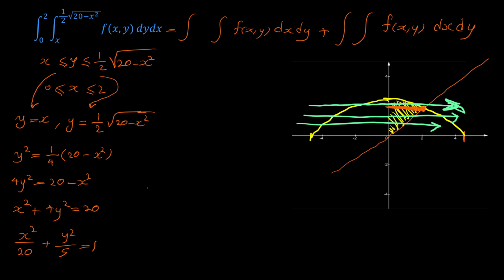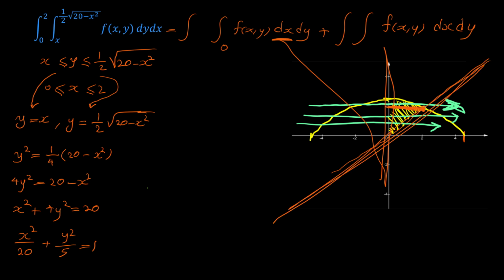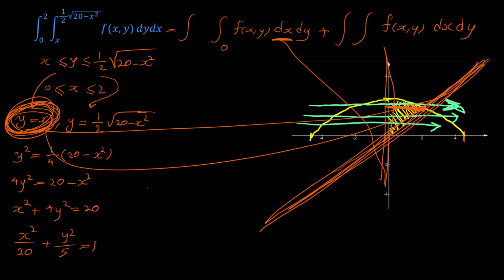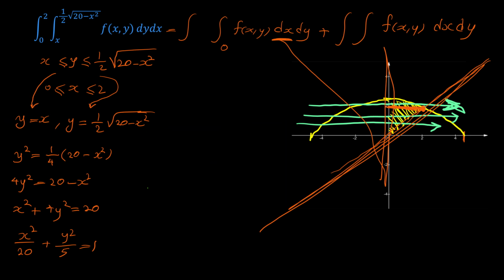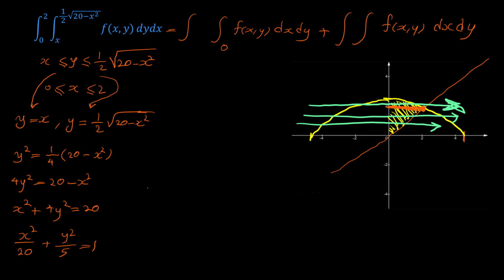Now let's focus on the region that lies below y equals 2. Here, x is changing from 0 and it continues up to this line. What is this line? This line is x equals y or y equals x. Please pay attention. The equation of this line is x equals y. So the upper limit for the integral is y here.